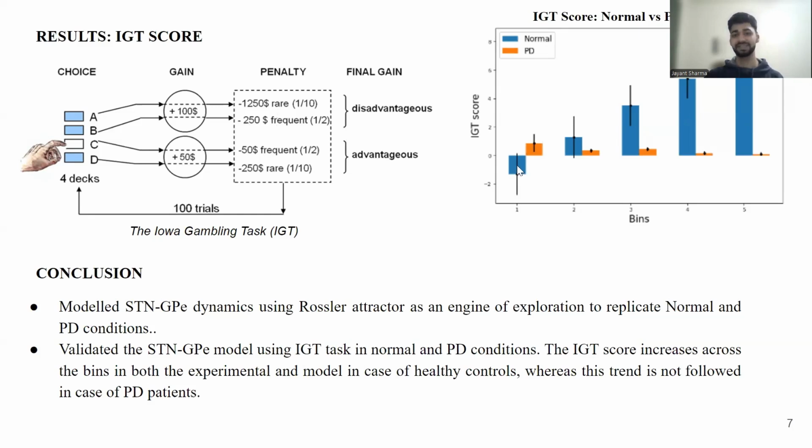As we can see, our model under normal conditions chooses cards C and D, and our IGT score increases, while in Parkinsonian conditions the IGT score remains more or less the same because of the hindered feedback. So in conclusion, this model presents itself as a proof of concept of the reinforcement learning, error-based learning of the basal ganglia, and the replacement of the STN and GPe by the Rossler attractor.